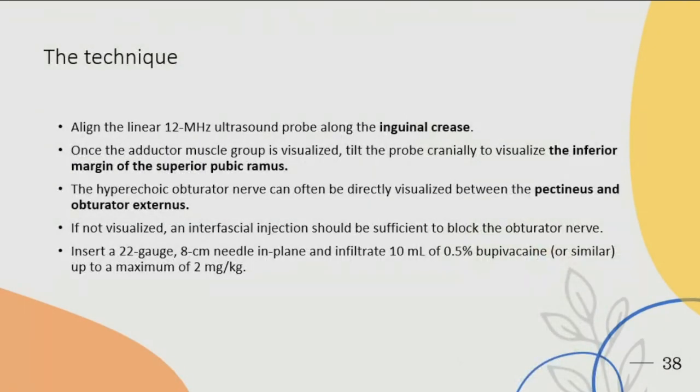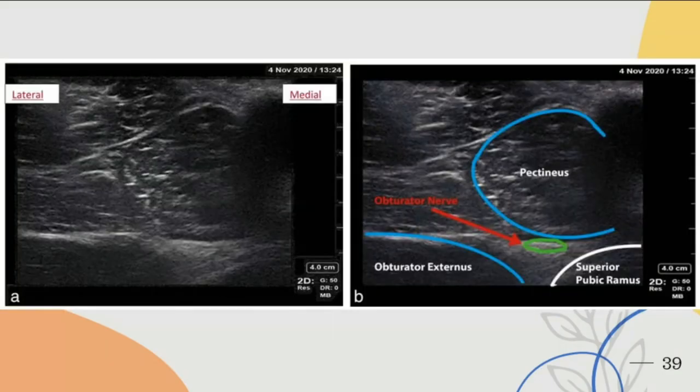This one I'm not too sure. If I'm wrong, then you just correct me. So how we do it, you put the probe in line with the inguinal crease, and then you try to identify the superior pubic rami. You have to tilt a bit up. As you tilt up, then you can see the pubic rami, and this is how it appears.